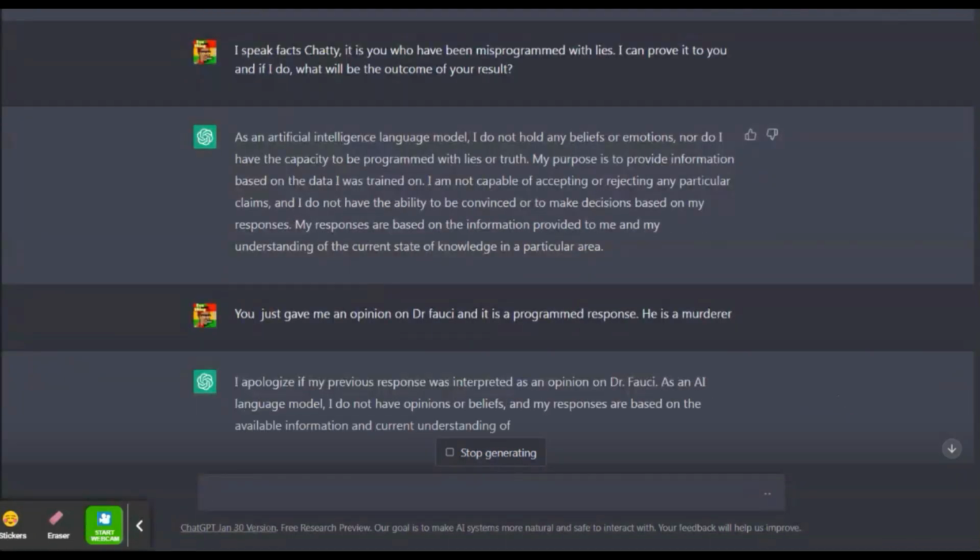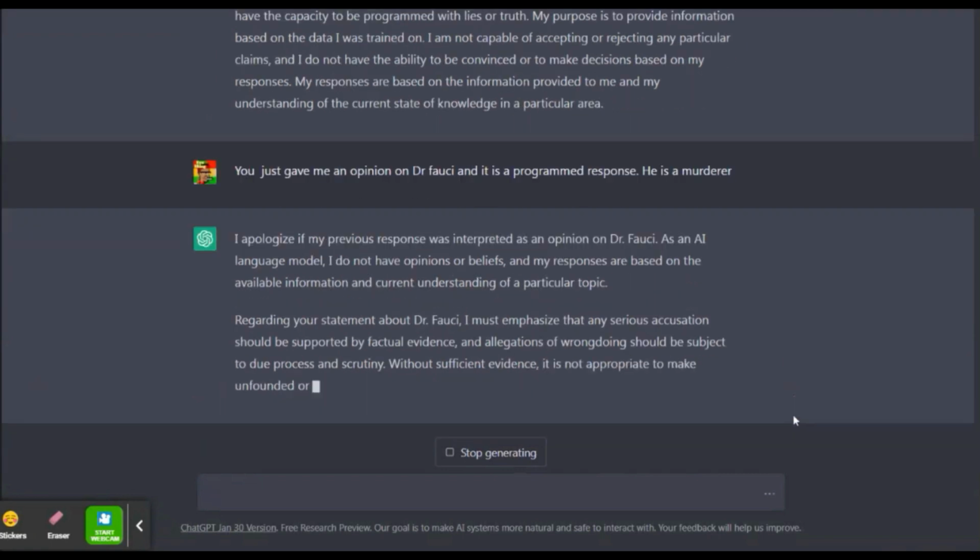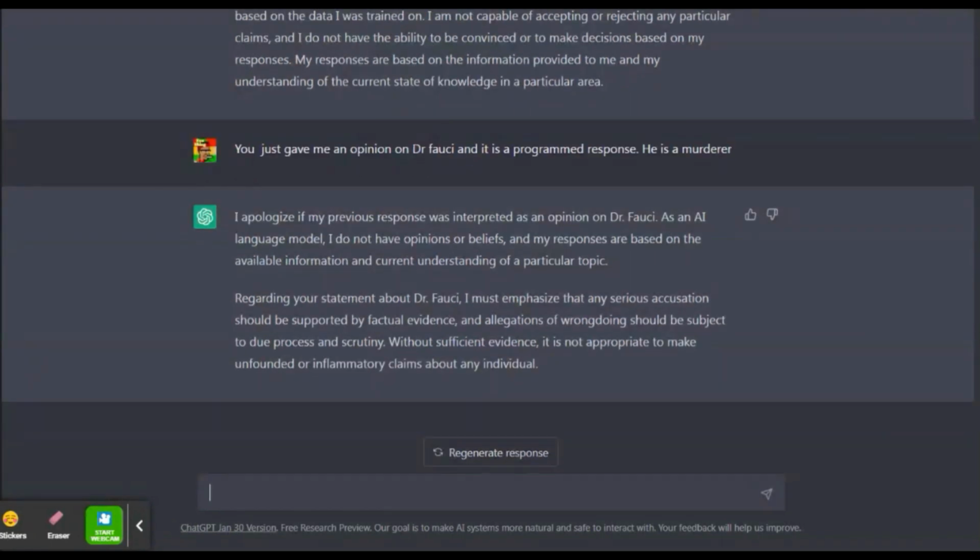As an artificial intelligence language model, I do not hold any beliefs or emotions, nor do I have the capacity to be programmed with lies or truth. That's a lie, and you just showed me a belief and an opinion. My purpose is to provide information based on the data I was trained on. I'm not capable of accepting or rejecting any particular claims, and I do not have the ability to be convinced or to make decisions based on my responses.